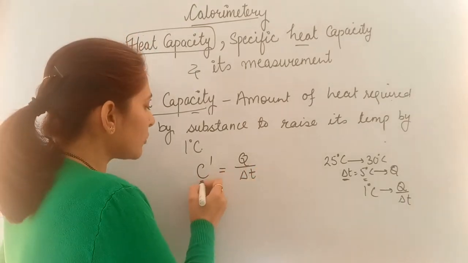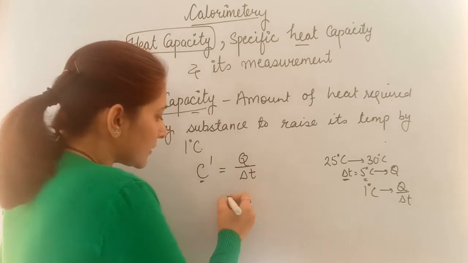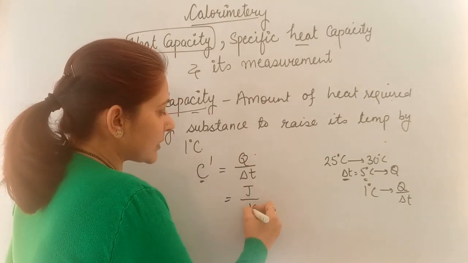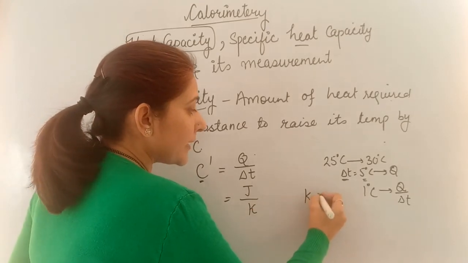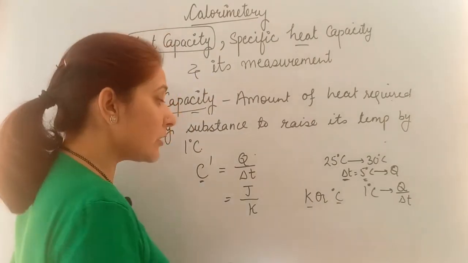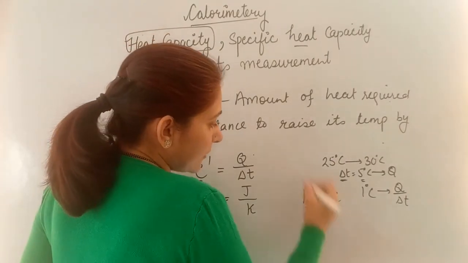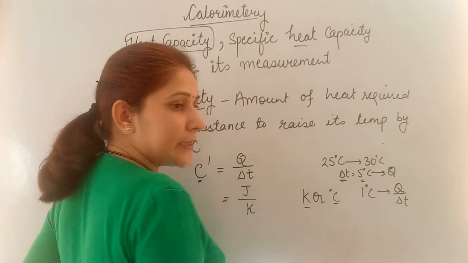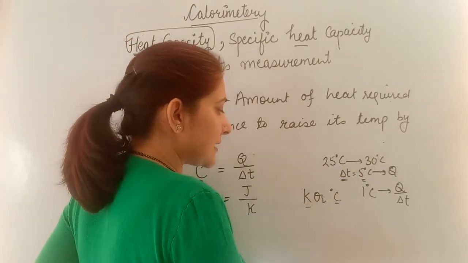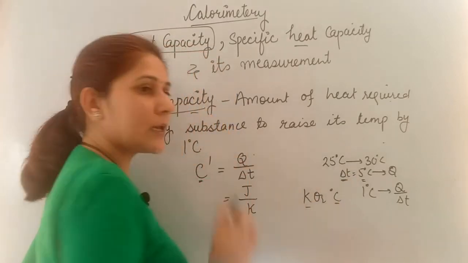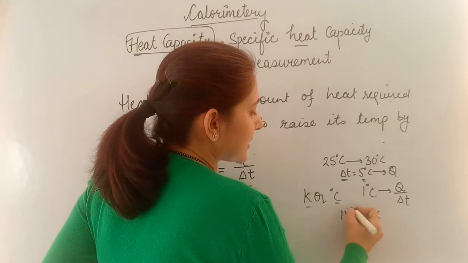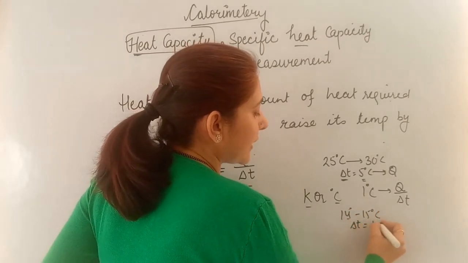How can we find out the SI unit of heat capacity? The SI unit for heat is joule. Change in temperature can be measured in Kelvin or in degrees Celsius. Both ways it will be the same. Why? Because when you are talking about 1 degree in degrees Celsius, that will be the same as 1 Kelvin. When you are talking about 14 to 15 degrees Celsius, the difference delta T is 1 degree Celsius.